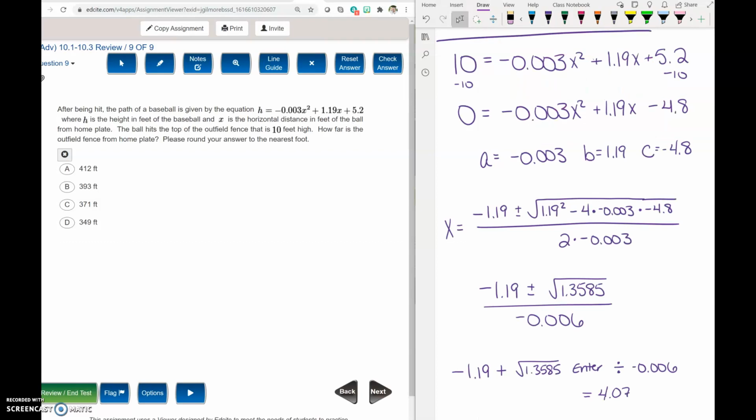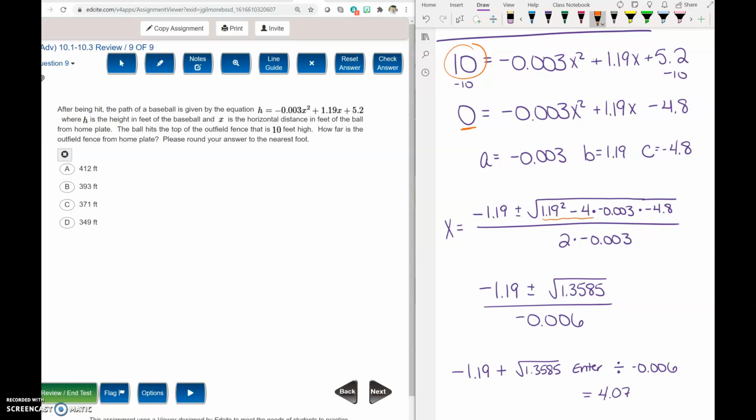So h is the height of the baseball, and x is the horizontal distance from home plate. So you want to know how far this thing is from home plate. The ball hits the top of the outfield fence 10 feet high. So 10 is what we put in here in place of that h, but we need that to be a 0, so we subtract 10 on both sides. Okay, then we've got a, b, c. We're going to plug that into the quadratic formula.